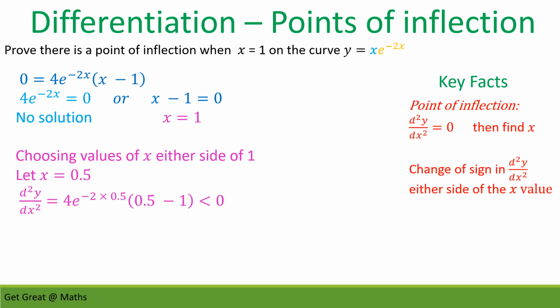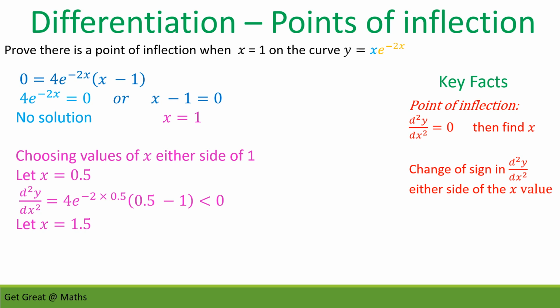Now 0.5 minus 1 is a negative number, 4 is obviously positive, and the exponential function is always positive. So two positive terms multiplied by a negative term is going to be a negative term, which is less than 0. We don't actually need to work that value out, we can just work out in our head that this is going to be negative, and that is enough.